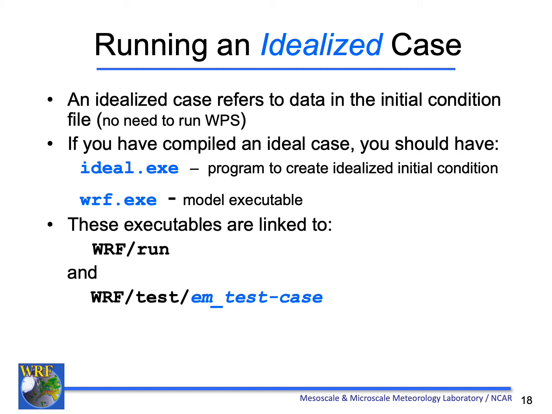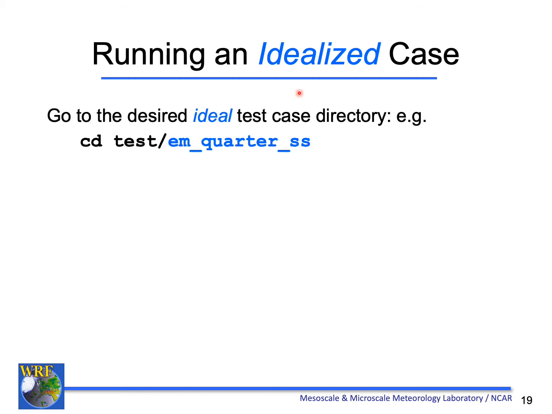Similar to the real data case, these executables are symbolically linked to the run directory or test case directory, and one can use either directory to run the model. Let's choose the three-dimensional idealized case em_quarter_ss. This is for a supercell convective storm simulation. The quarter here refers to the environmental wind that makes a quarter circle when plotted on a hodograph.